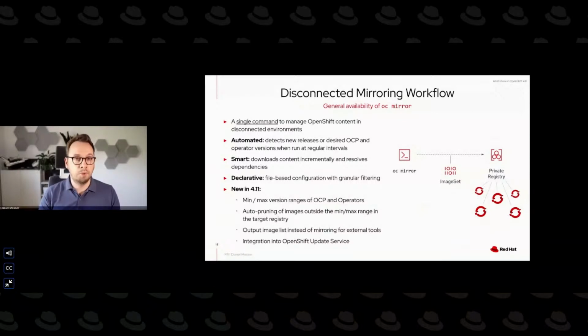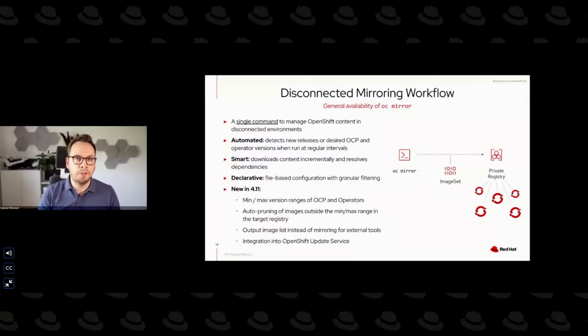And in that process, it will also automatically pick up new OpenShift releases and new operator versions if you ask it to do so. This, in general, lowers the download volume of images that you need to download and store, but also keeps your clusters supplied with updates as they are released by Red Hat.